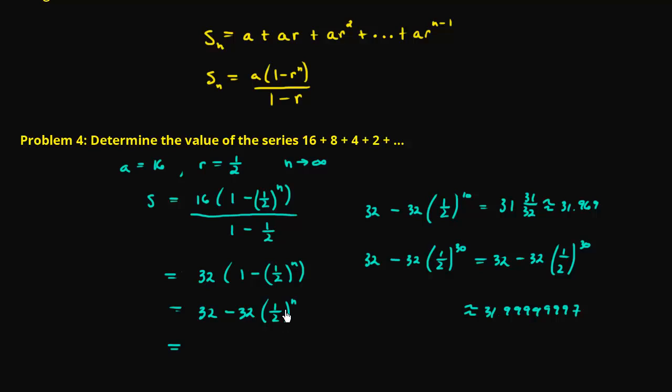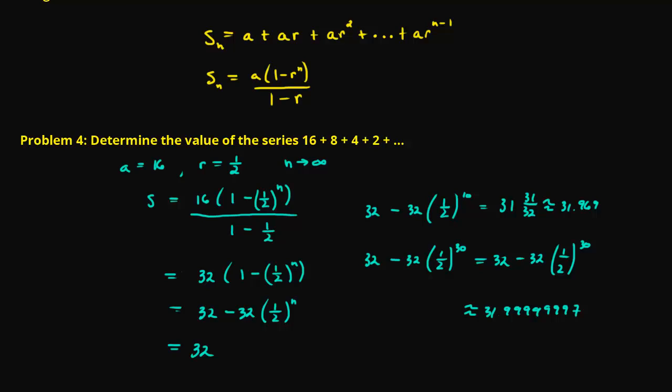So as we let n go to infinity, we actually have 32 minus 32 times 1/2 to the power of an infinitely large number, and 1/2 to the power of n as n goes to infinity is actually 0. So I'd have minus 32 times 0, which is 0. And I'd have 32 minus 0. So the value of the sum is actually just 32.